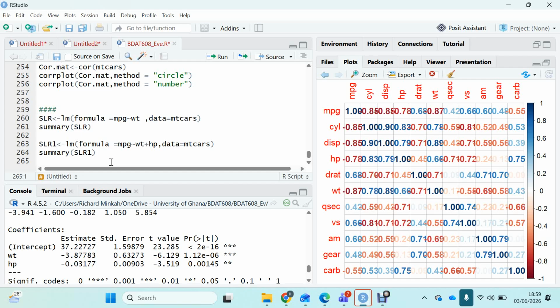Any other questions? So I think this will explain how multicollinearity and model building can help you select the best model.